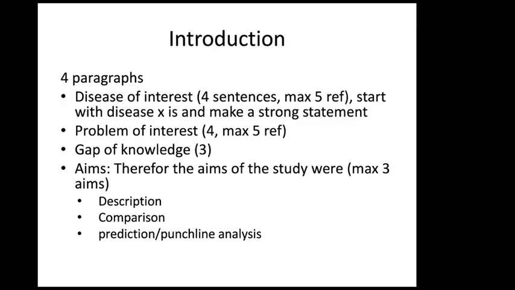The next paragraph talks about the gap of knowledge. So why did you do the study? Because there was something not known about what's the right one, or what's the role of a particular strategy. So in the next 3 sentences in the gap of knowledge paragraph, you're basically drafting what is unknown, because then in the next paragraph, in the aims, you're going to say, this is what we're going to address.